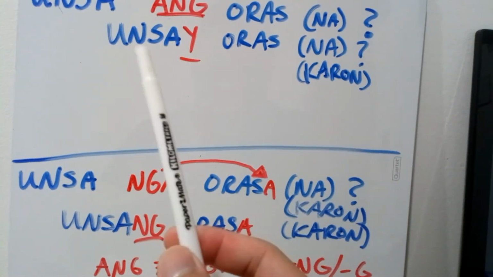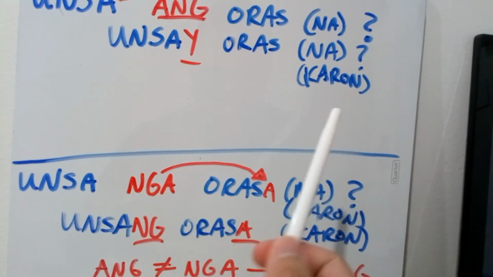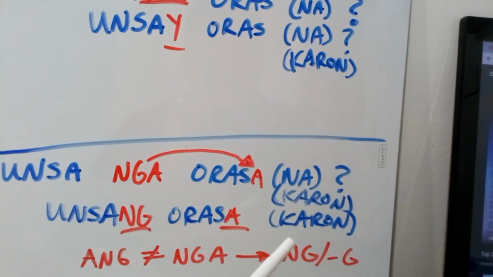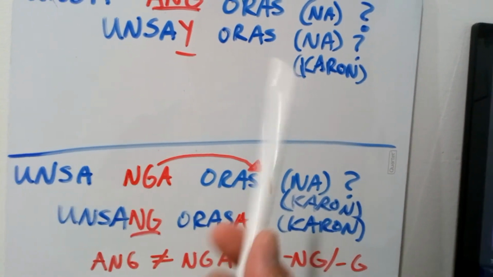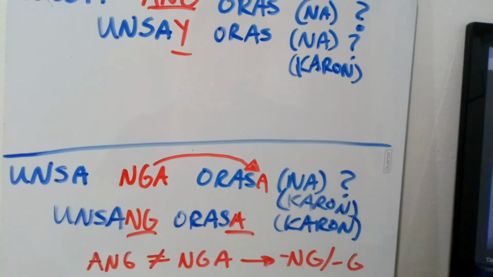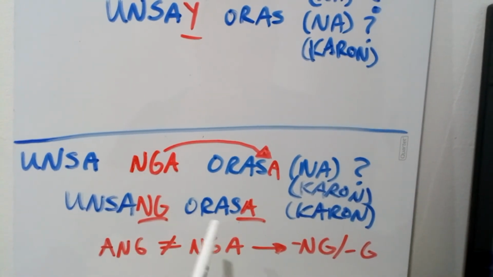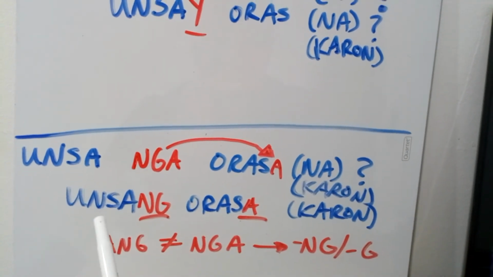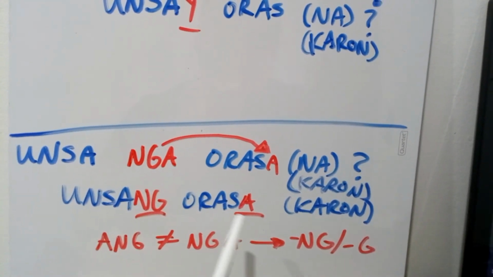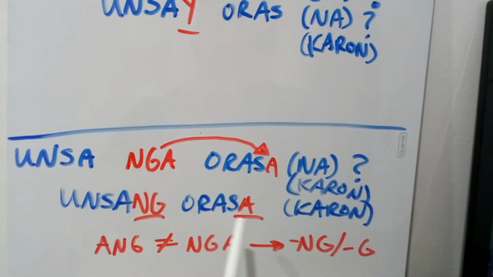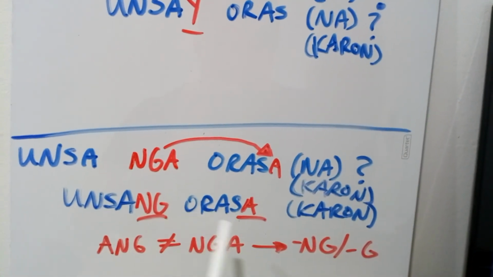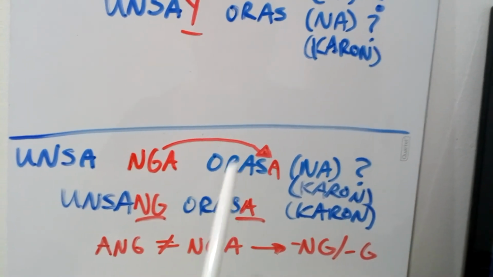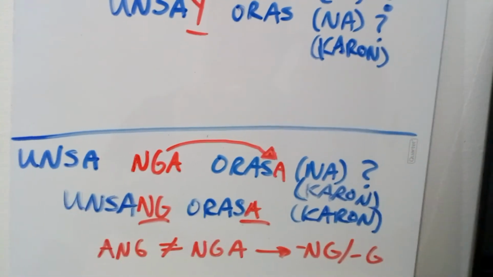This one up here, unsay oras na, is just asking, hey, what time is it now? Casually, just asking because I don't really know. I'm just asking for the time in general. Whereas this one down here, unsang orasa, is asking, well, which specific time do you want to meet? What specific time do you plan? It's asking for a specific hour, right? So that's one thing you need to keep in mind: specificity changes the meaning.